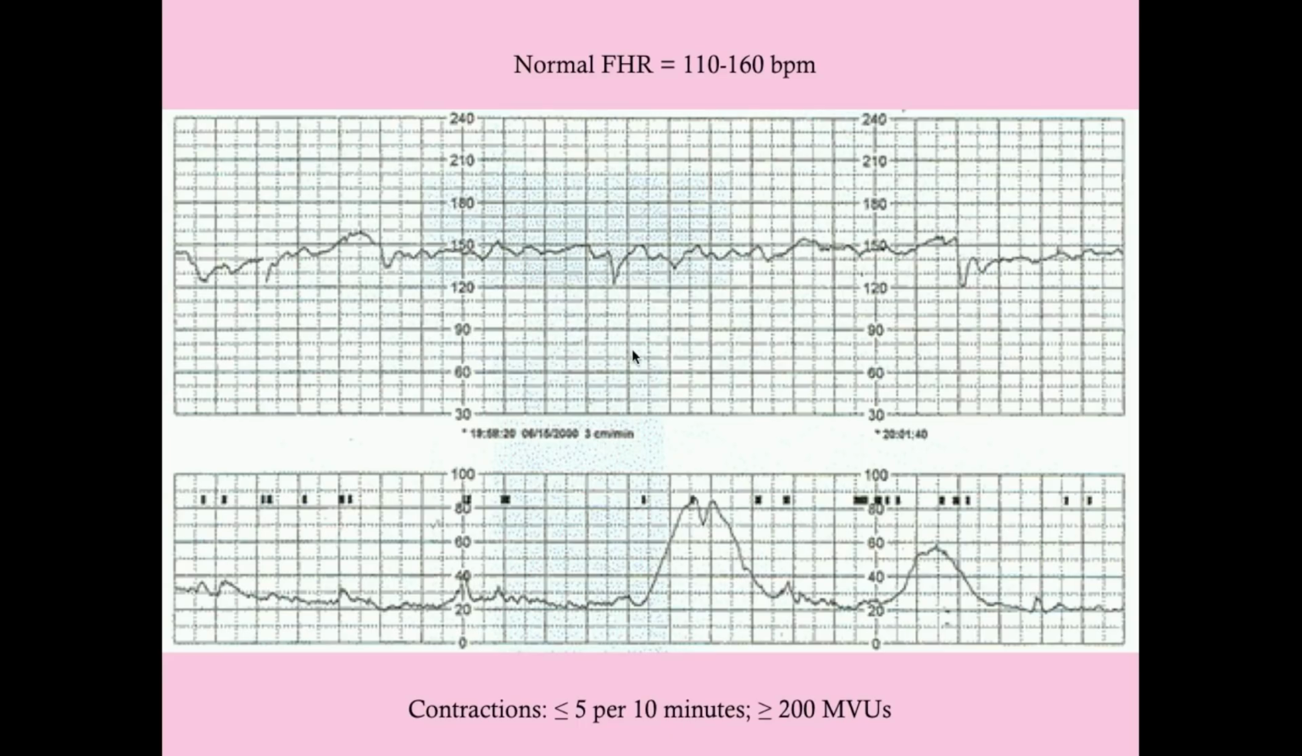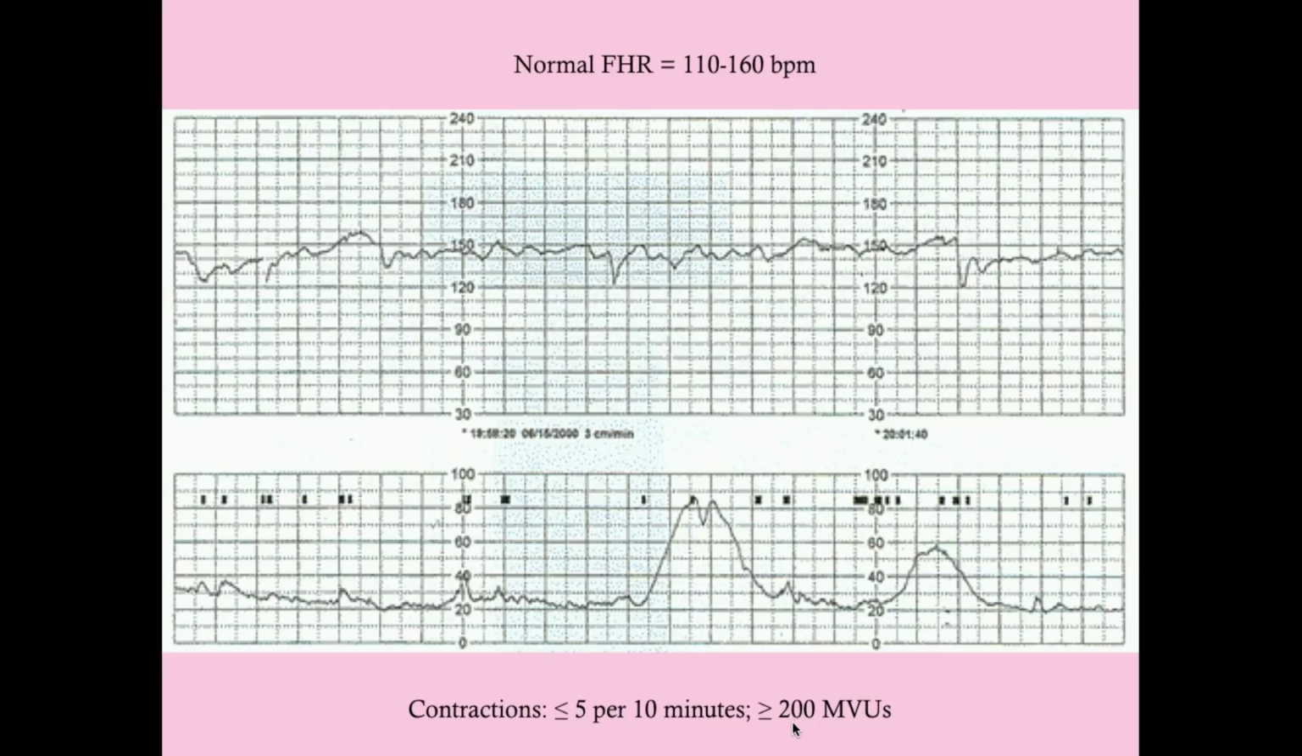Now, just point out here, these vertical lines are each 10 seconds. Okay, so you know that. Kind of like an EKG. You got to know how long each of the boxes are. And then we talked about the Montevideo units in the previous talks on labor and delivery.